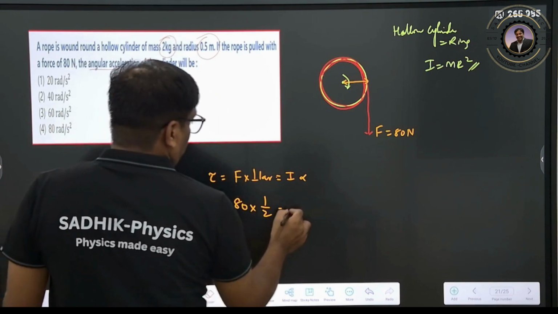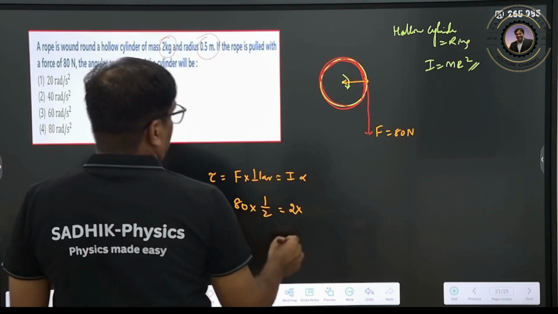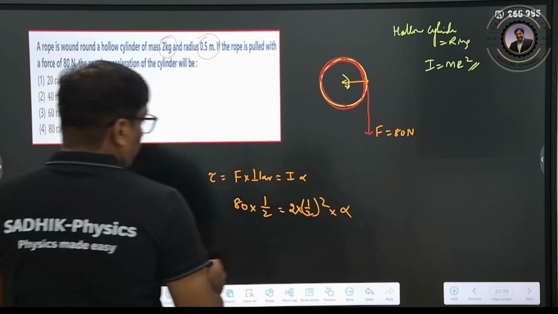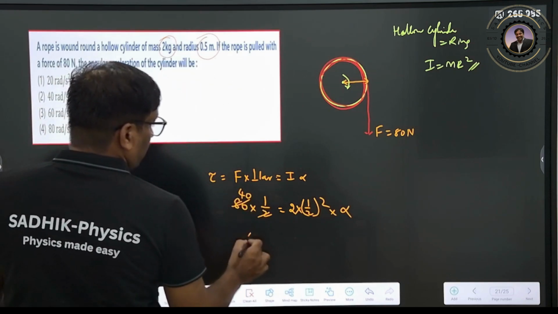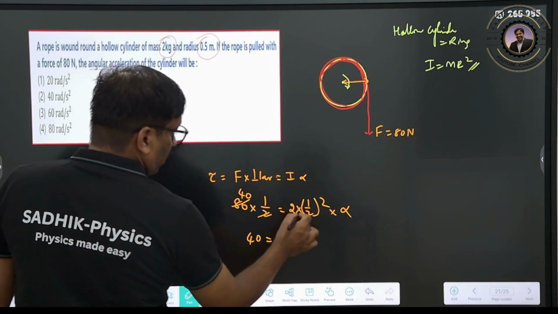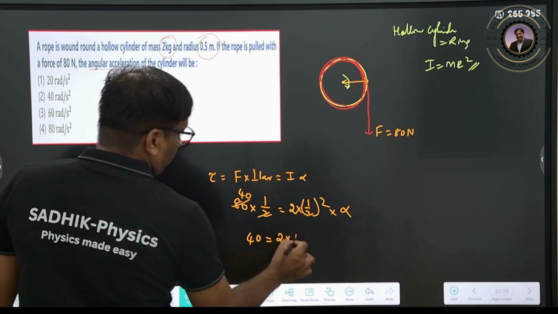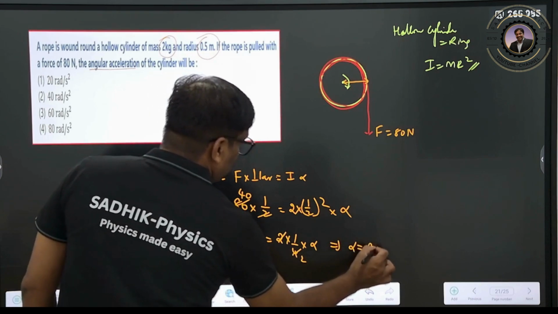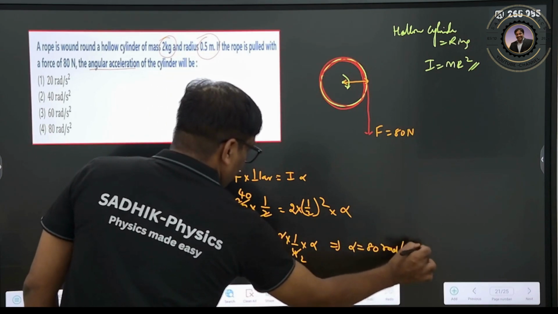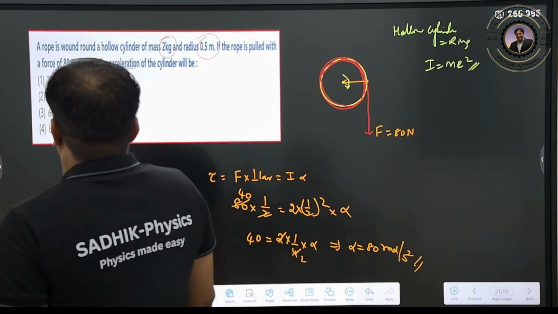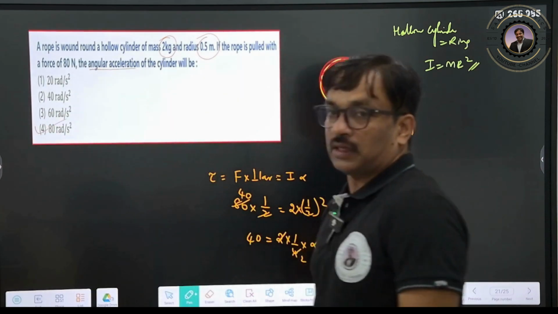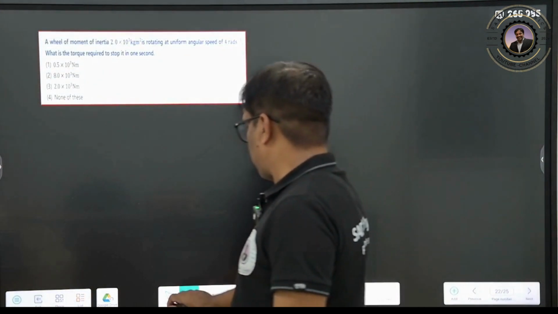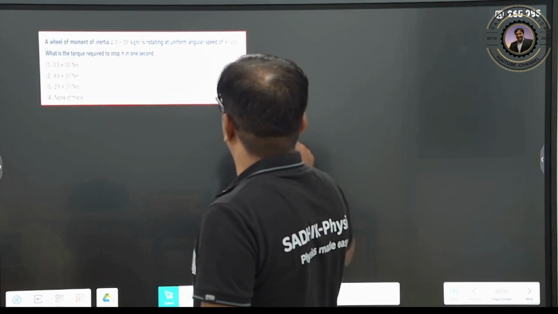Therefore here 2 kg, and r square is 1 by 2 whole square, so mr square into alpha. Here it will be 40 equals 2 into 1 by 4 into alpha. That is nothing but alpha is equal to 80 radian per second square. Fourth option will be your correct answer. Clear? Now we will see one more problem.